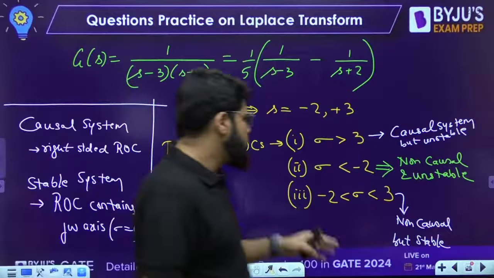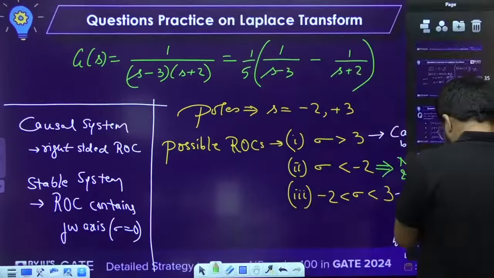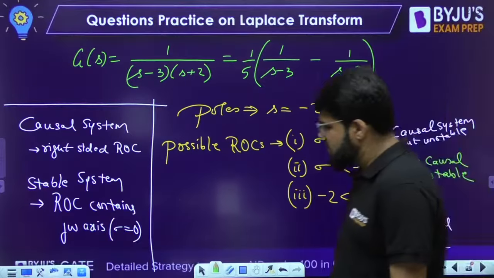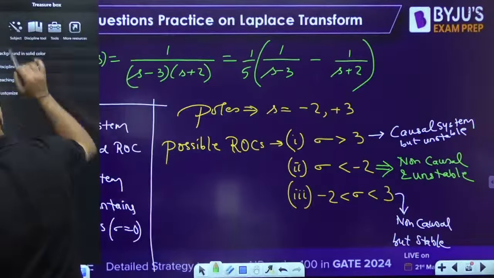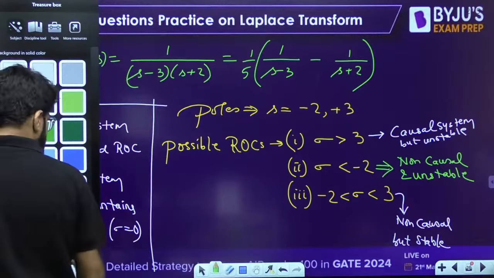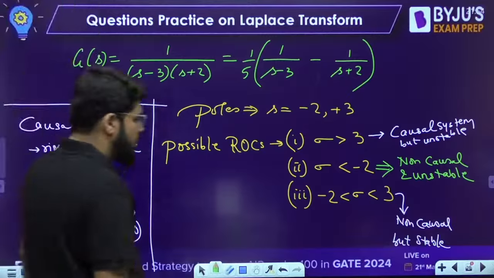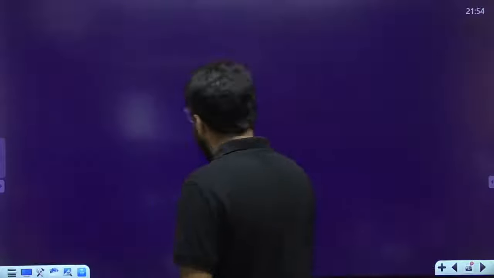So what is the ROC to be chosen? The ROC to be chosen is the second case ROC.